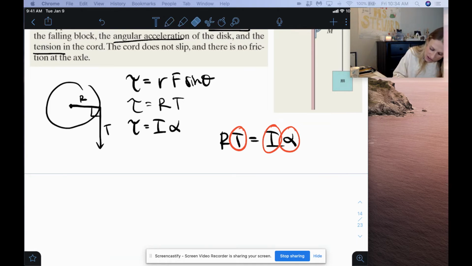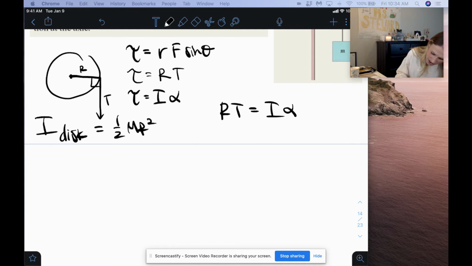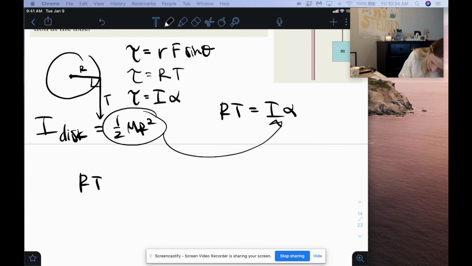So what I'm going to do here is first and foremost, I'm going to plug in the rotational inertia for the disk. So I know that since this is a disk, the rotational inertia for a disk is 1/2 M R squared. So that is going to be plugged into our rotational inertia here. So I get R times T is equal to 1/2 M R squared times alpha.